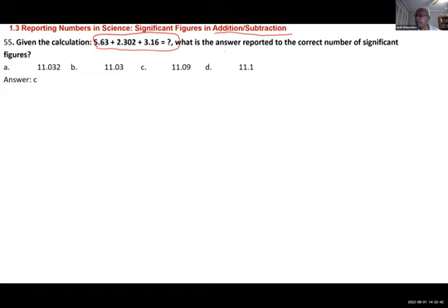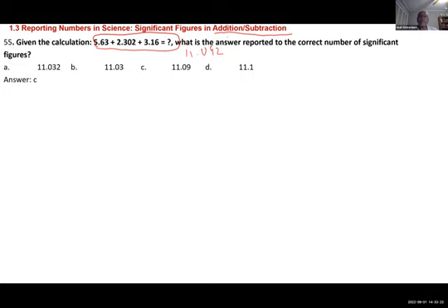When you have the calculator, when you add the numbers, I need to do it. I cannot just guess that one. .63 plus 2.302 plus 3.16. When you add them up in the calculator, I get 11.092.